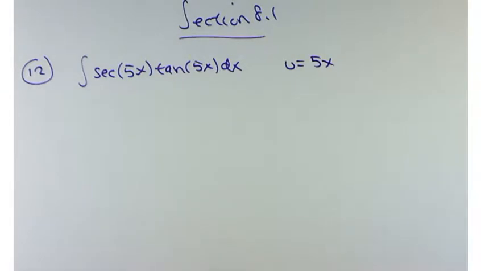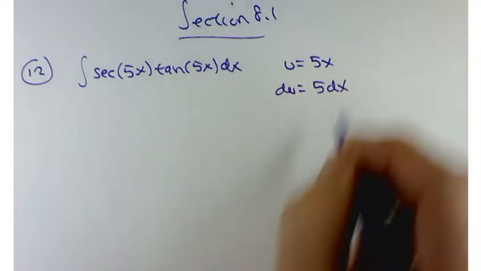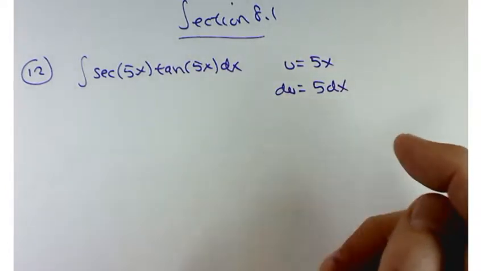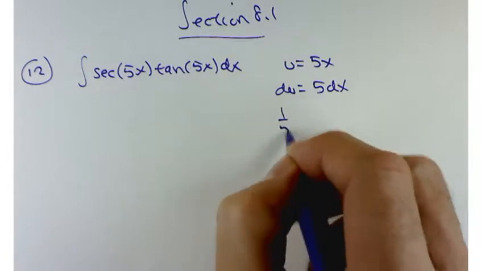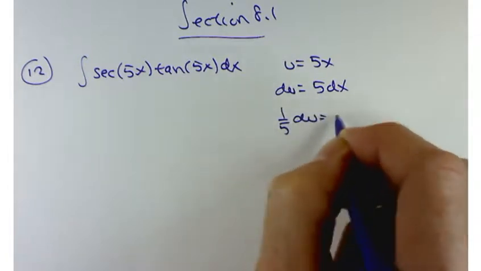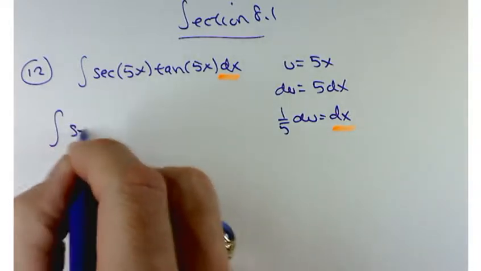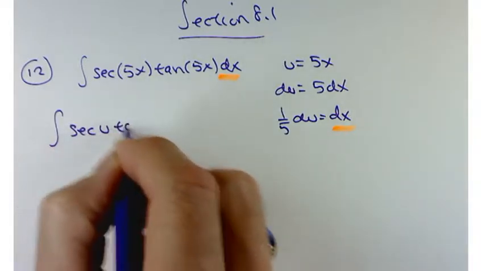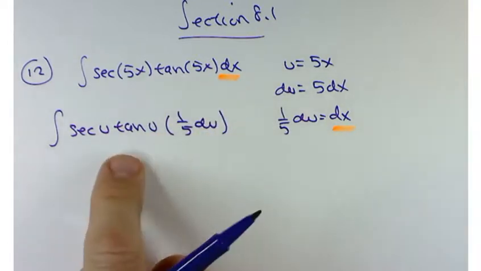U equals 5x. du equals 5 dx. If we're playing the game that I usually do, which is to solve for what we have in the integral, we'll multiply both sides by 1/5. And now we can make our U substitution because we know what dx is. Dx is 1/5 du. So secant of u, tangent of u, times 1/5 du.